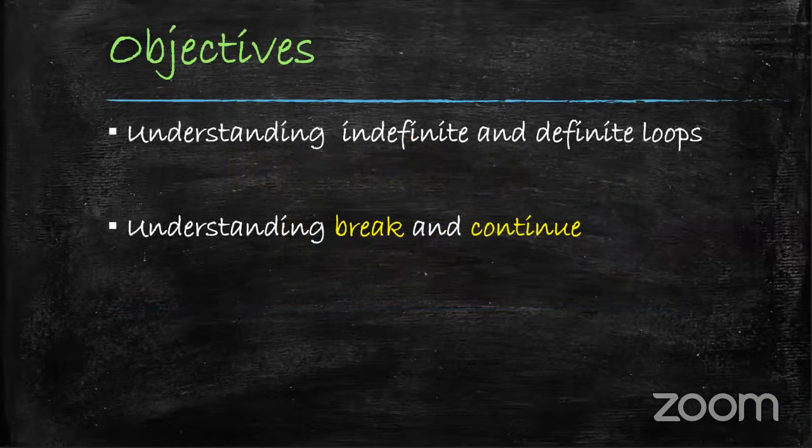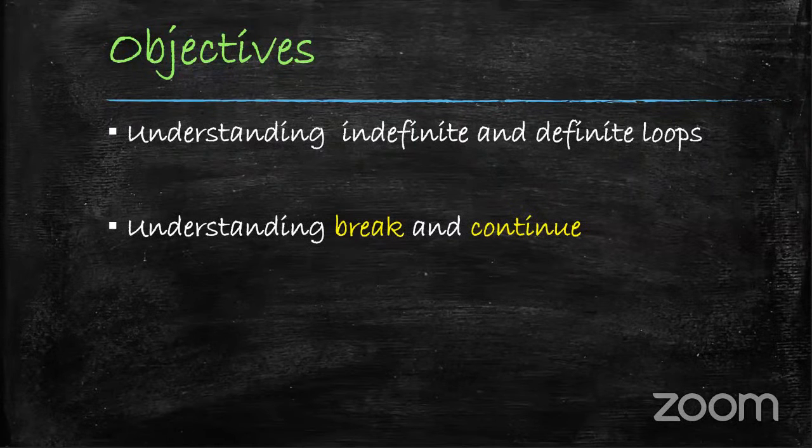The objectives of this lecture are understanding indefinite and definite loops. An indefinite loop means the number of iterations, or how many times the loop is going to repeat itself, is not defined. That is kind of dynamic, depending on the situation. A definite loop is a loop where inside the program itself, how many times the loop will be repeated is written. For example, we can decide that a particular piece of code should repeat itself 5 times. That is a definite loop.